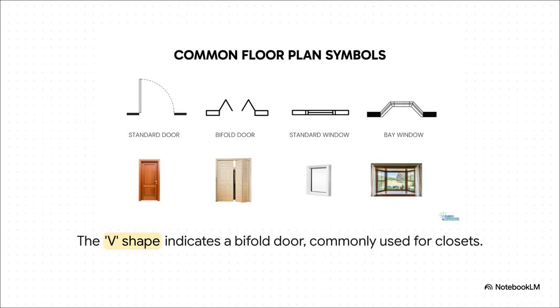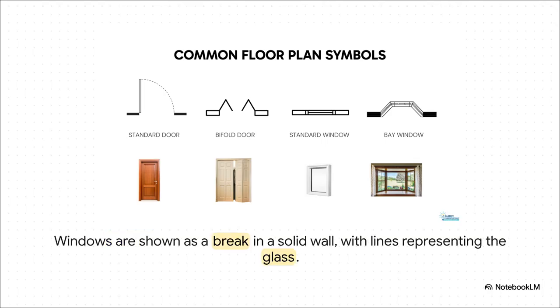Next up, if you see this V shape or this kind of zigzag line, that represents a bifold door. Because it folds in on itself, you'll usually see this symbol for closets or pantries, places where a big swinging door would just take up way too much room. So, how do they show windows? Well, it's basically a break in a solid wall. The thicker outer lines are the wall, and those thinner lines in the middle, that's your glass pane in the frame. This one little symbol instantly tells you where all the natural light is going to come from.